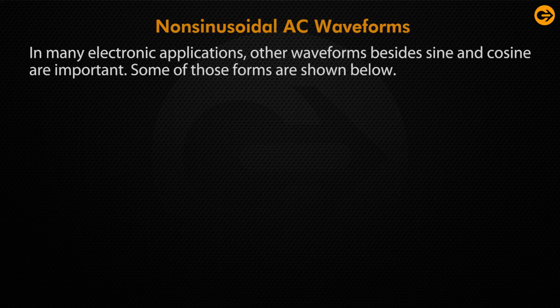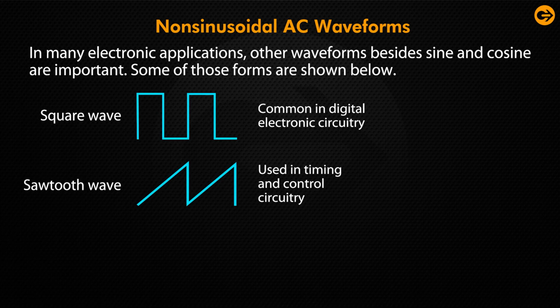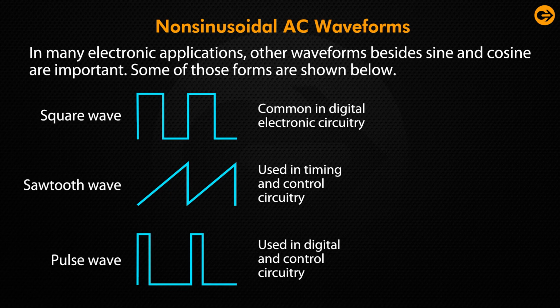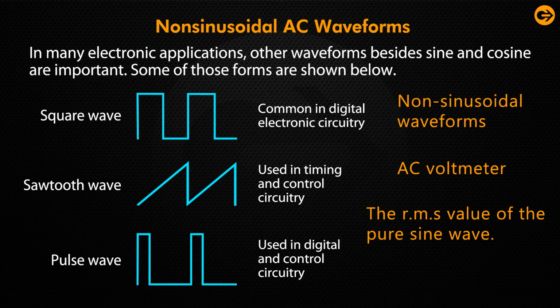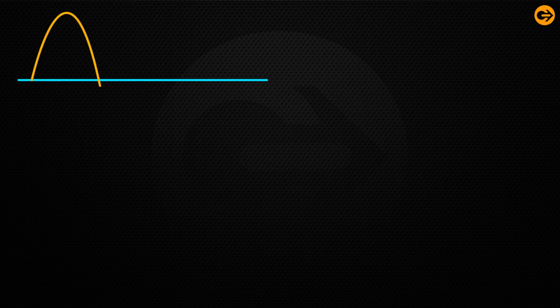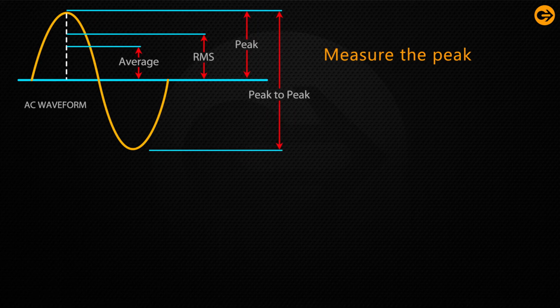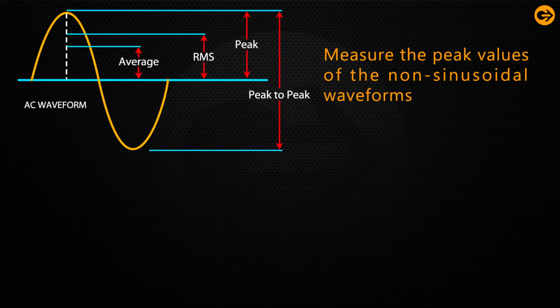We already know that square, triangular, sawtooth and pulse waves are typical examples of non-sinusoidal waveforms. A conventional AC voltmeter cannot be used to measure these non-sinusoidal waveforms because it is designed to measure the RMS value of the pure sine wave. One possible solution to this problem is to measure the peak values of the non-sinusoidal waveforms.